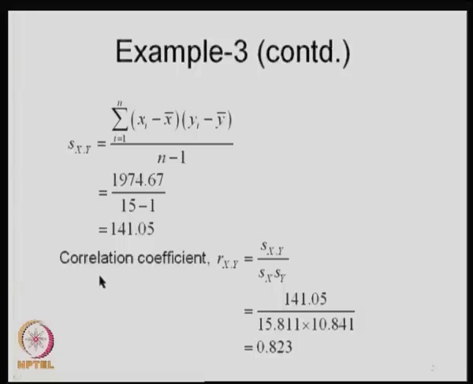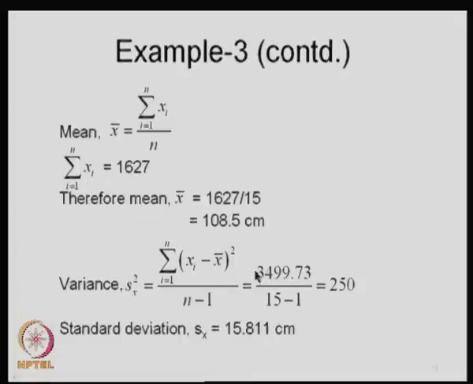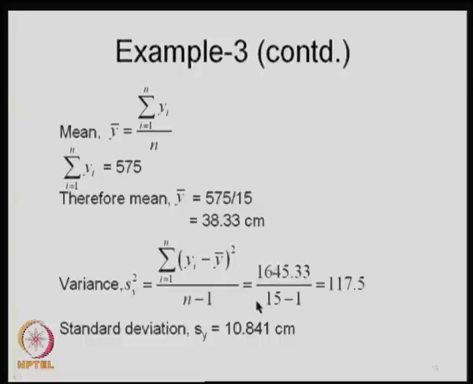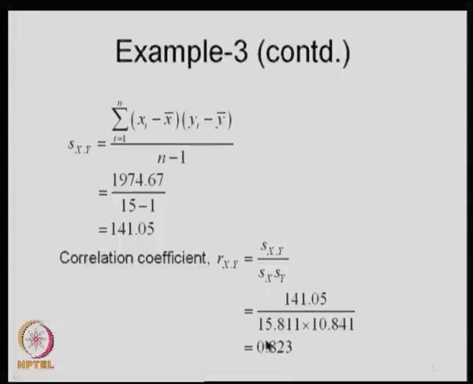Then from this you estimate the correlation coefficient as S_xy divided by S_x into S_y. So, S_xy is 141.05 and S_x, which is the standard deviation of x, which we have calculated here as 15.811, and similarly standard deviation of y is 10.841. So, we use those values and get the correlation coefficient as 0.823, which is quite a high correlation coefficient, indicating that there is a good linear dependence of runoff on the associated rainfall.